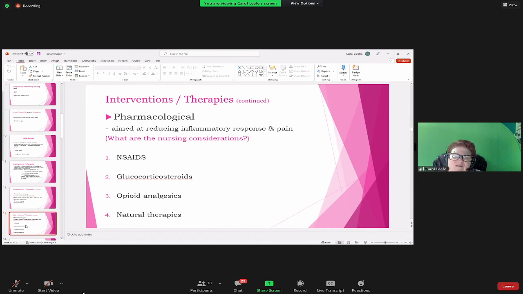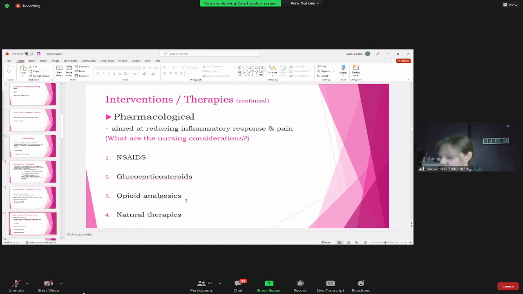So when these physicians are trying to work out their plan of care for pain control and inflammatory response control, they're looking at the benefits and the risks and weighing them out. We talked about glucocorticosteroids, opioid analgesics. So what else about opioid analgesics? We talked about constipation. What other side effect? Safety, like safety issues.